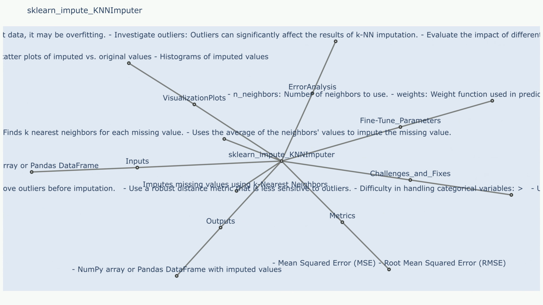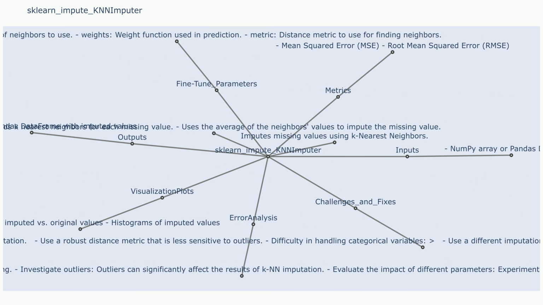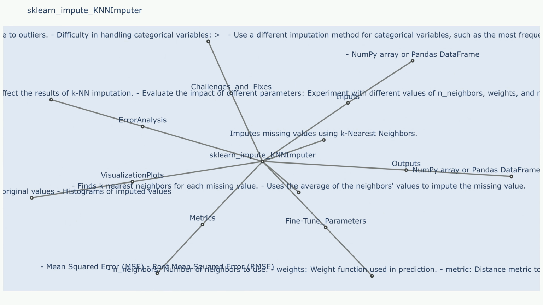Fixes to challenge 1. Feature selection: use feature selection techniques to reduce the dimensionality of the dataset before imputation. Dimensionality reduction: apply techniques like principal component analysis (PCA) to project the data into a lower dimensional space.